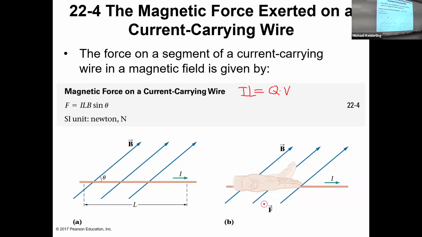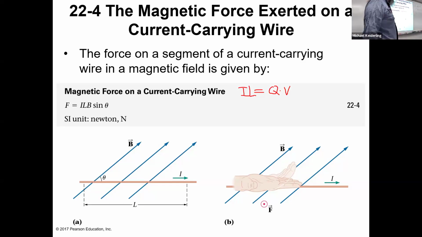For a current carrying wire, the direction of the force is also determined by the right-hand rule, and the force is current times length times magnetic field times the sine of the angle. Current is charge times velocity kind of thing. It's the rate at which charge is moving.